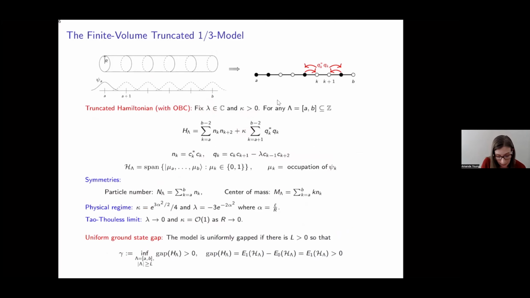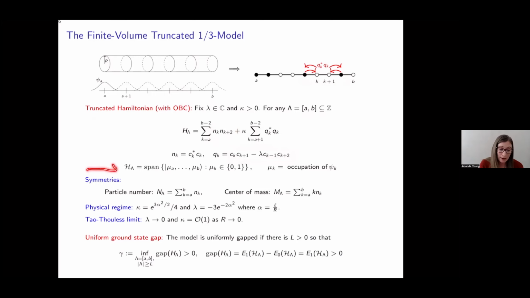And then for any finite interval of the integer lattice, the finite volume Hamiltonian with open boundary conditions will have the following form. You'll have your electrostatic term that's going to penalize having next nearest neighbors. And then you're also going to have the dipole hopping term that's going to take next nearest neighbors to 3 sites apart and back and forth. So that's what's illustrated in this picture, the action of the Q star Q.